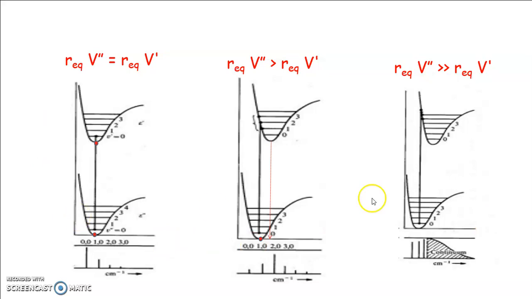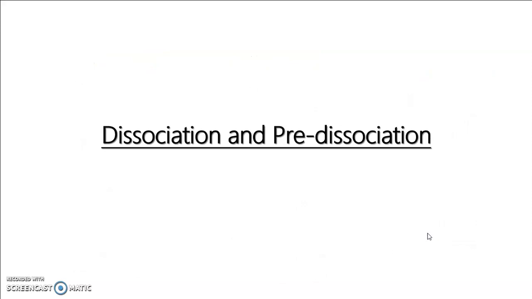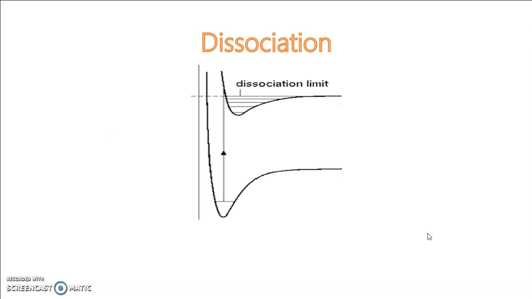The first possibility may be completely omitted by this principle. But the third possibility, which we have to consider in detail in electronic spectroscopy, is the concept of dissociation and pre-dissociation. In dissociation, as we have already said, the R equilibrium of the excited state is considerably greater than in the ground state. Hence, the transition promotes the molecule into a point where its energy is far above the potential energy plateau of the excited state. As a result, the molecule gets dissociated and we will get a continuum in the spectrum.